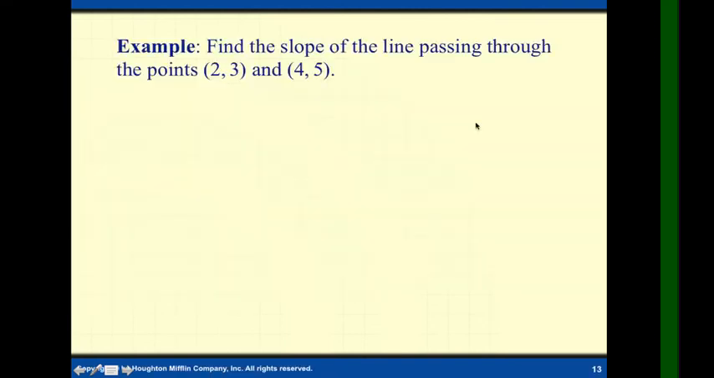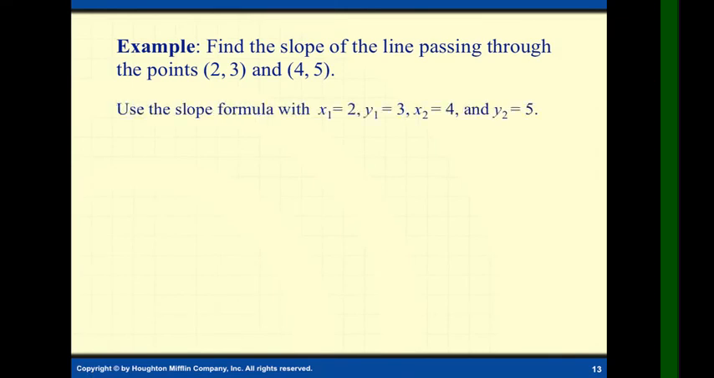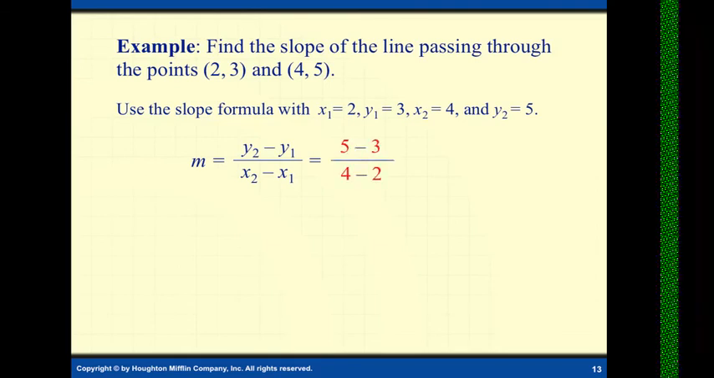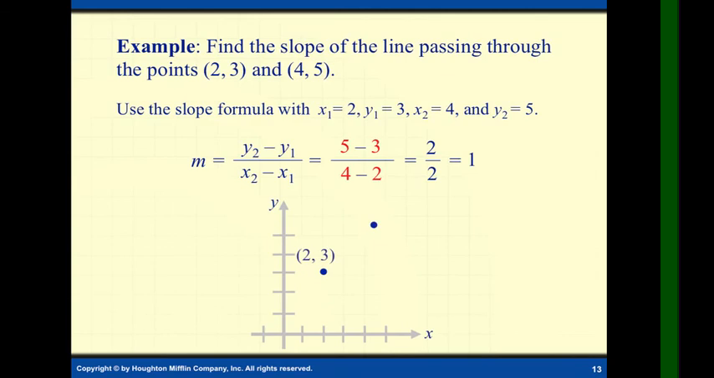Okay? And finally, find the slope of the line passing through points 2, 3, and 4, 5. So, given x sub 1 is 2, y sub 1 is 3, x sub 2 is 4, and y sub 2 is 5. Then, here, we will have y sub 2 minus y sub 1 over x sub 2 minus x sub 1 as our formula. Substitute the given to the formula, and then solve. You will get 2 over 2. And this is equal to 1. If we will graph this one, so this is the graph. We have 2, 3, and 4, 5.